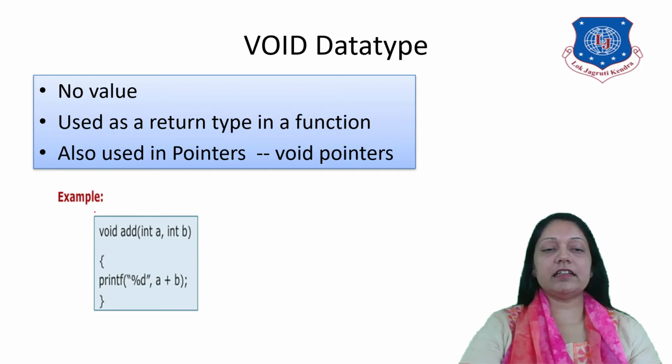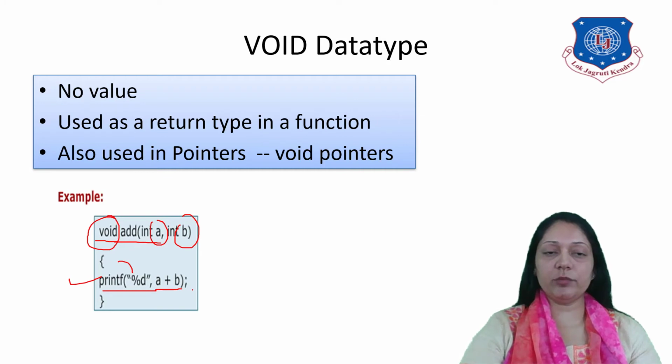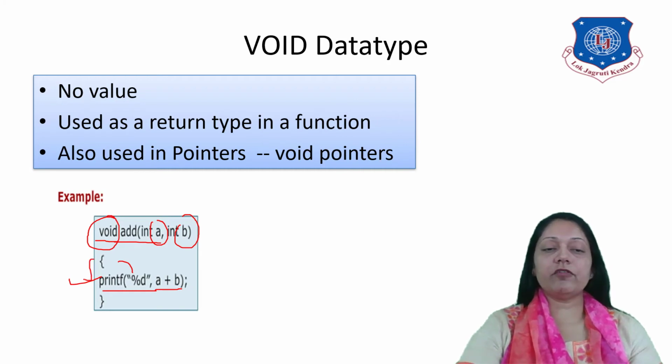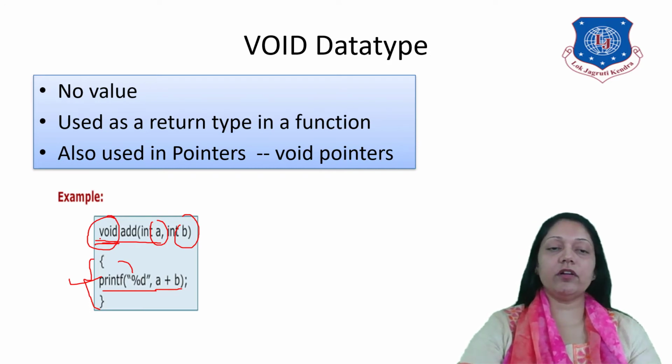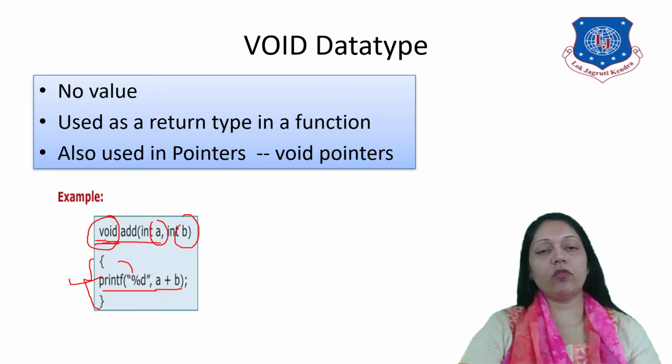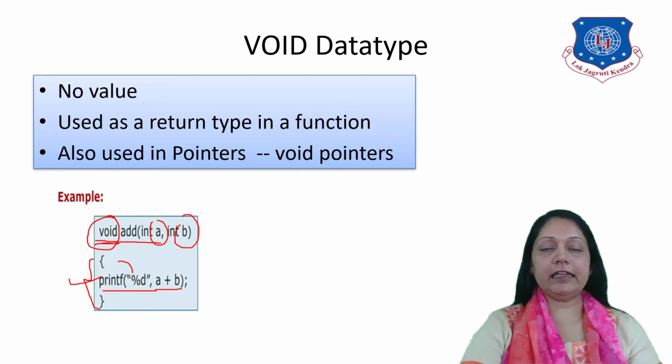Right now just understand that add is a function which has two variables a and b as input parameters, and the return data type I mentioned here is void. Write some executable statement in this particular function, that is printf. So the value of the addition of a and b would be displayed, but this particular function is not going to return any value since it is void. If it is returning a value, we can write either int or float data type. Details we'll see later on.